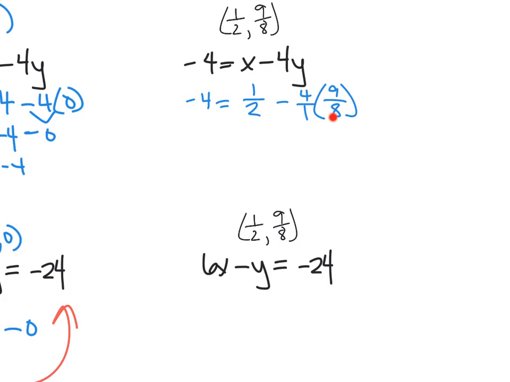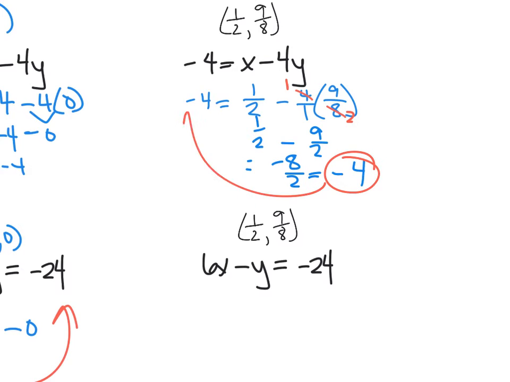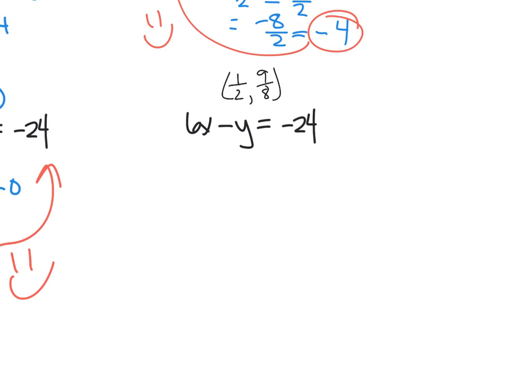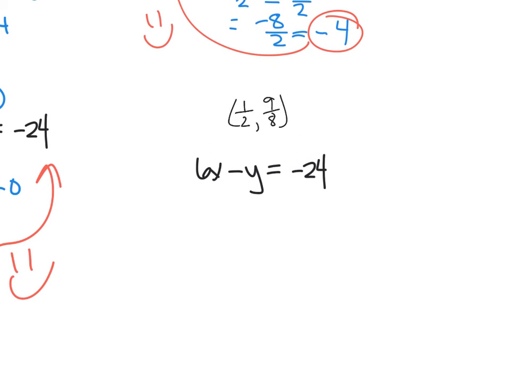So 4 over 1 times 9 over 8, we see that the 4 and the 8 cancel, so that is a 1 and a 2. And so we end up with 1/2 minus 9 over 2. And 1/2 minus 9 over 2, 1 over 2 minus 9 over 2, that equals negative 8 over 2, which is negative 4. So that tells us that this works. It's a smiley face. So now we got to see, does it work for this second line?